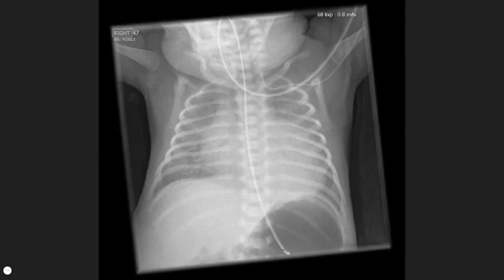In this example, the line has been inserted via the left arm, but instead of coursing towards the left brachiocephalic vein, it has coursed upwards towards the internal jugular vein and will need to be repositioned.